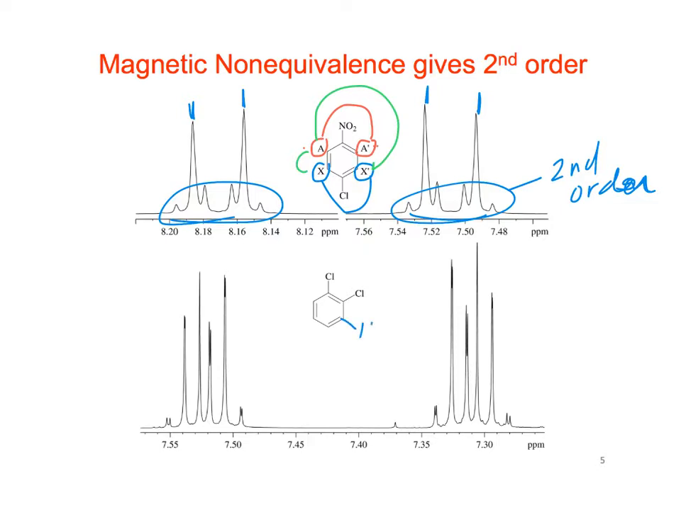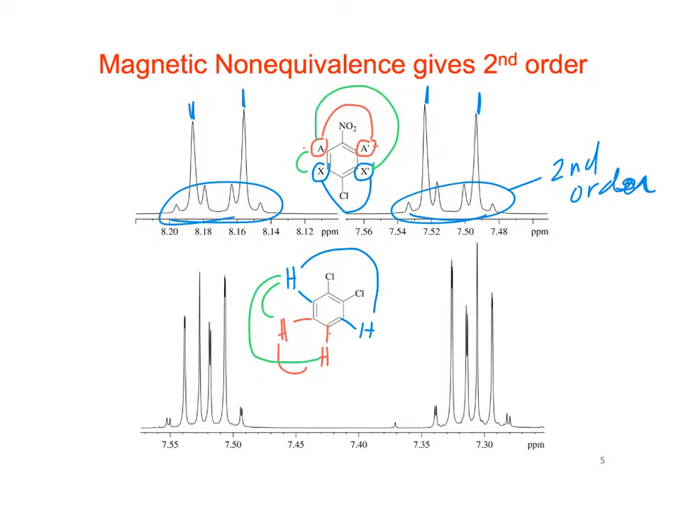Because we have these two protons that should be chemical shift equivalent, and we have these two protons that are chemical shift equivalent. However, the couplings that we see are an ortho coupling here and a meta coupling here. Okay?